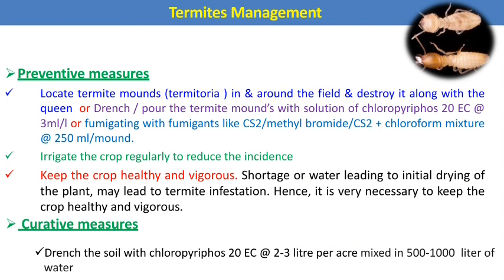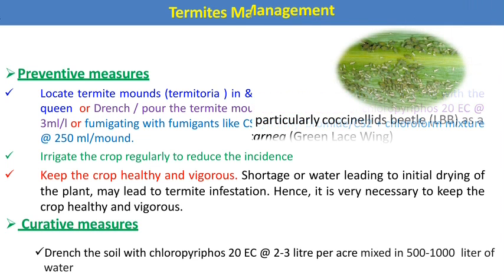Then for the management of the termites, we can dig out or locate the termitoria which is present in our field, and destroy it along with the pins, or also drench or pour the termite mounds with a solution of chlorpyrifos 20 EC. Then irrigate the crop regularly to reduce the incidence and keep the crop healthy and vigorous. And for curative purposes, we can drench the soil with a chlorpyrifos 20 EC solution.